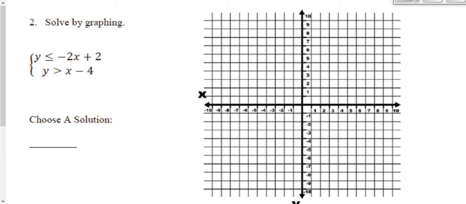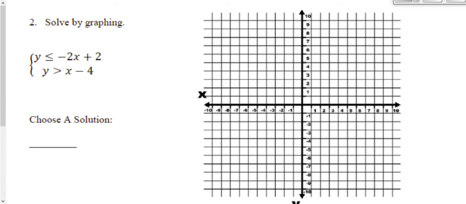Question 2 again wants us to solve by graphing, but this time we have a system of inequalities. So we're not just going to find one solution. A system of inequalities is either going to have infinite solutions or none. So let's see if we can figure out which is happening in this case. Again, both equations are written in slope-intercept form.